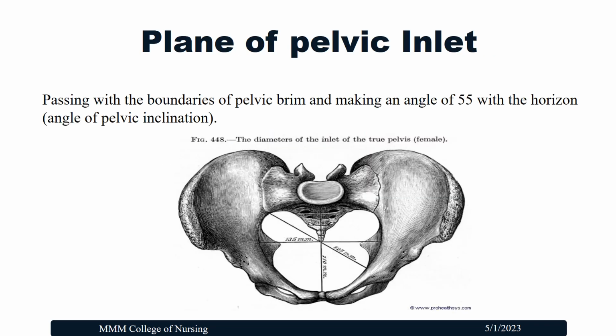The plane of the pelvic inlet passes through the boundaries of the pelvic brim, making an angle of 55 degrees with the horizon, the angle of pelvic inclination. You can see here this is the pelvic brim, the upper part of the pelvis. Passing with the boundaries of the pelvic brim, that makes an angle of 55 degrees, is called the pelvic inlet.